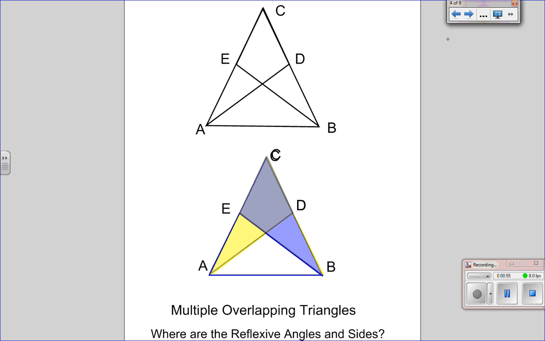So sometimes you can have triangles that overlap that create multiple triangles, and you still have to look for those reflexive angles and sides. For example, if you look at triangle ADC and triangle BEC, they create a reflexive angle, angle C. But let's say you're looking at triangle AEB and at triangle BDA, they create a reflexive side at AB. So sometimes you have to look out for both those things. Also, vertical angles can sometimes pop up as well.